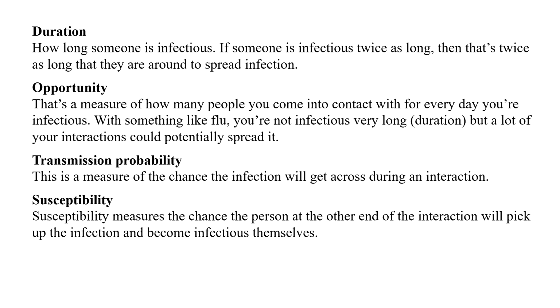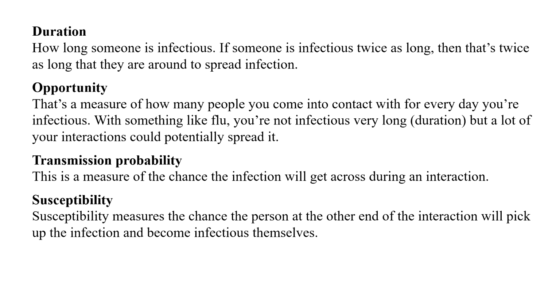Transmission probability is the measure of the chance that the infection will get across during the interaction, and obviously we can mitigate that by, for instance, wearing a mask. Susceptibility measures the chance that the person at the other end of the interaction will pick up the infection and become infectious themselves. So obviously if we have herd immunity, there's going to be less susceptibility in the community, or if more people get vaccinated, if we eventually get a vaccine, then the susceptibility will go down.